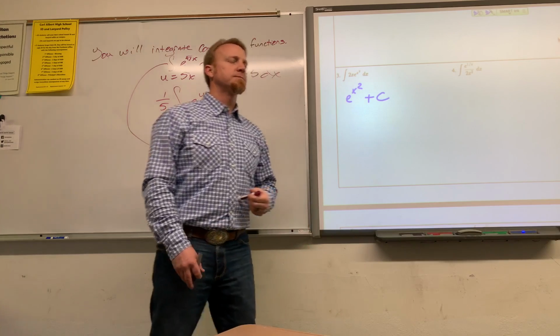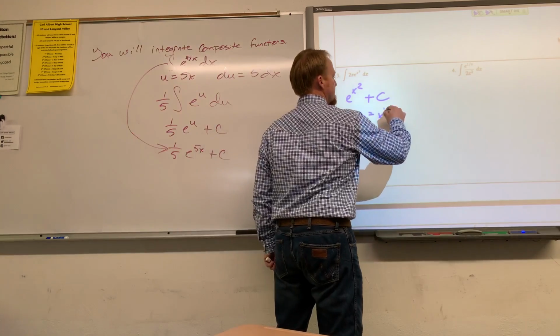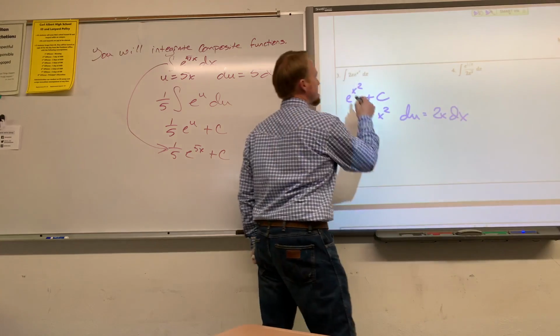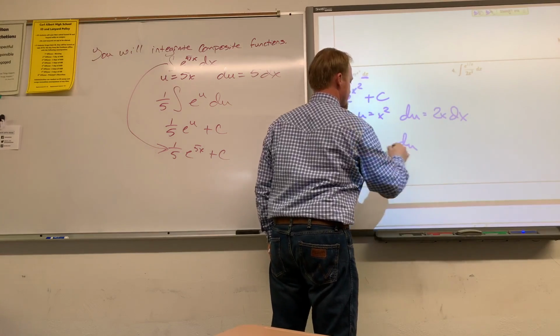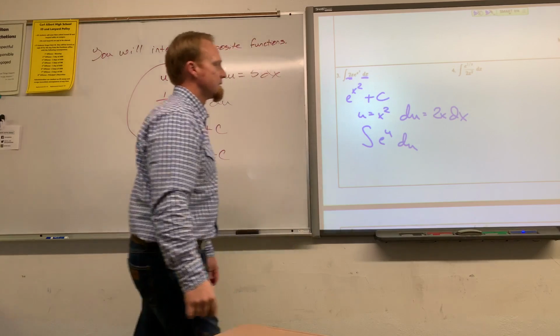Abby, can you show me? Yeah. u equals x squared, du equals 2x dx. So the 2x and dx turn into du, and then I have e to the u. Oh, okay.